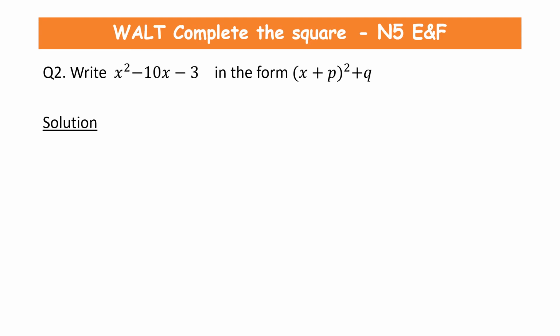So example 2, we're going to write x squared minus 10x minus 3 in the form x, add or take away something squared, so that bit's in brackets, and then add or take away something else, and that's the q part. Okay, so I start by writing out x squared minus 10x minus 3, and I'm separating off the take away 3 again, the part on the right hand side. Just going to look at the x squared minus 10x.